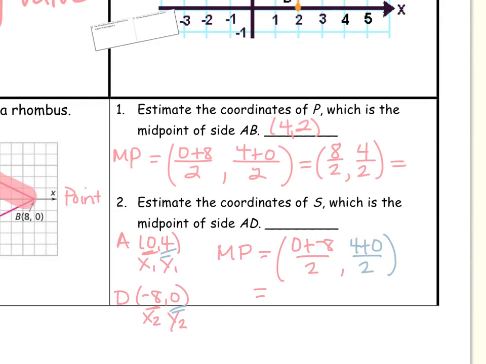0 plus negative 8 divided by 2 is negative 4. 4 plus 0 divided by 2 is 2. So this is our midpoint S, which is the midpoint of side AD. Okay, once again, go ahead and pause the video and try examples 3 and 4. Find the midpoints of side BC and CD.